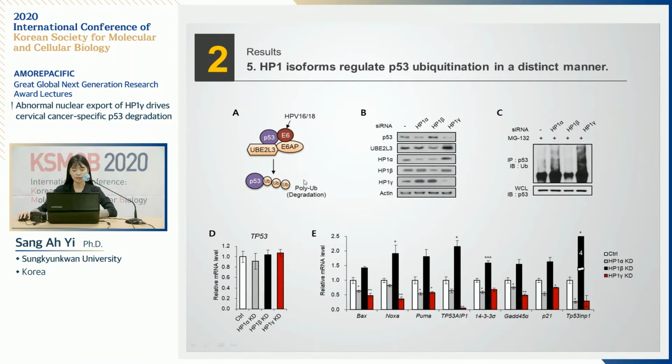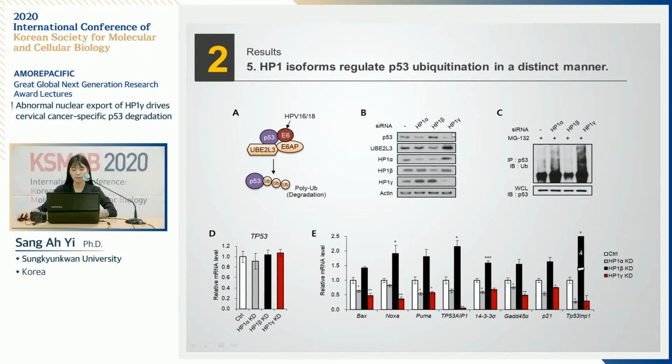And then to investigate the gene regulatory role of HP1 gamma in the nucleus, we performed microarray screening. And we found that UBE2L3 is a candidate target gene of HP1 gamma. UBE2L3 is a ubiquitin conjugating enzyme that is responsible for the HPV-mediated p53 polyubiquitination and degradation.